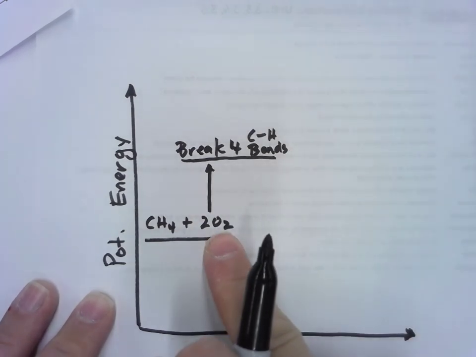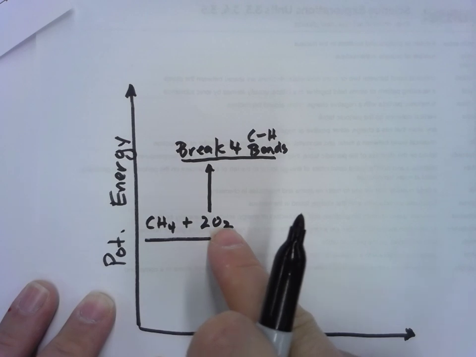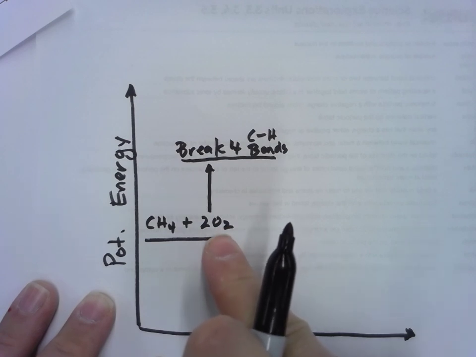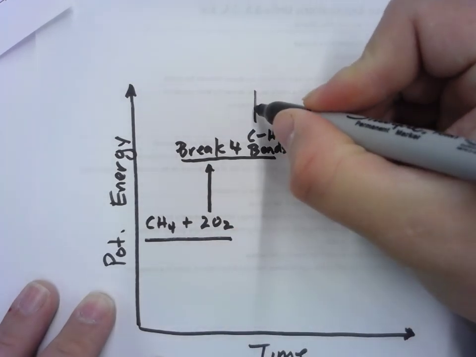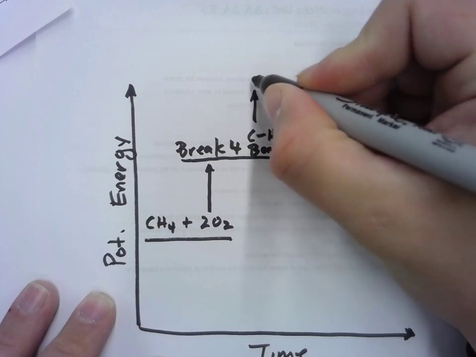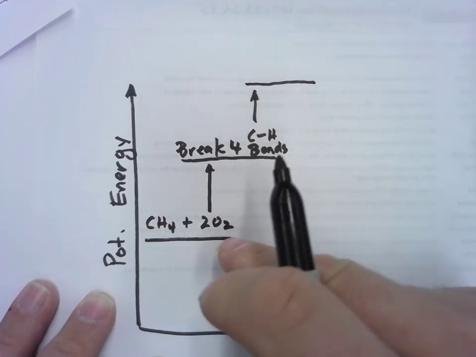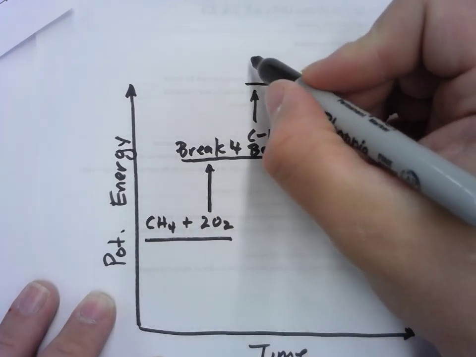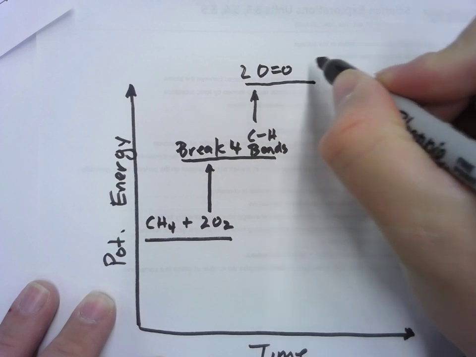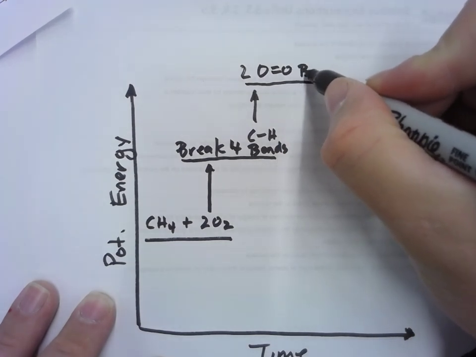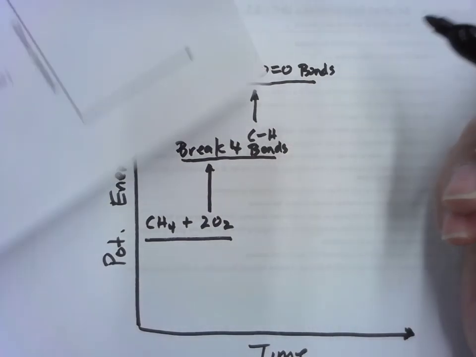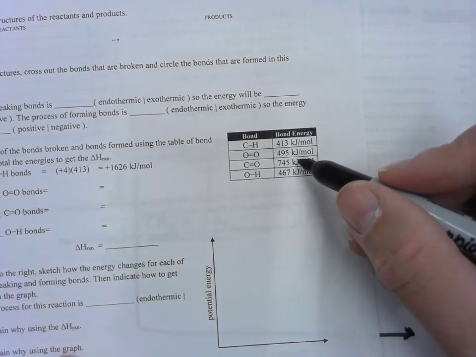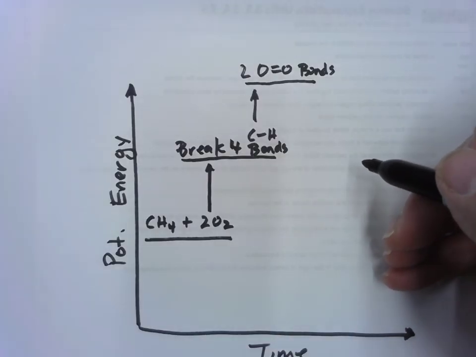What else do we have to do to get this reaction to move forward? We have to add energy to break these O2 bonds. And how many of them are there? There's 2. We have to add energy to break these bonds. How much do we have to add? We have to add 495 kilojoules per mole.